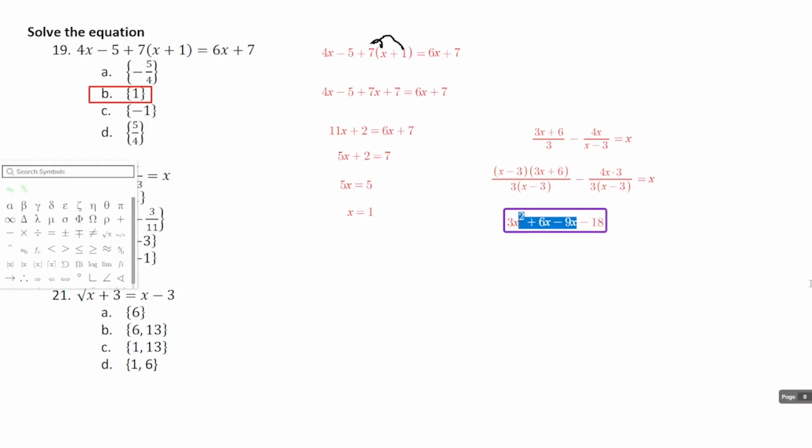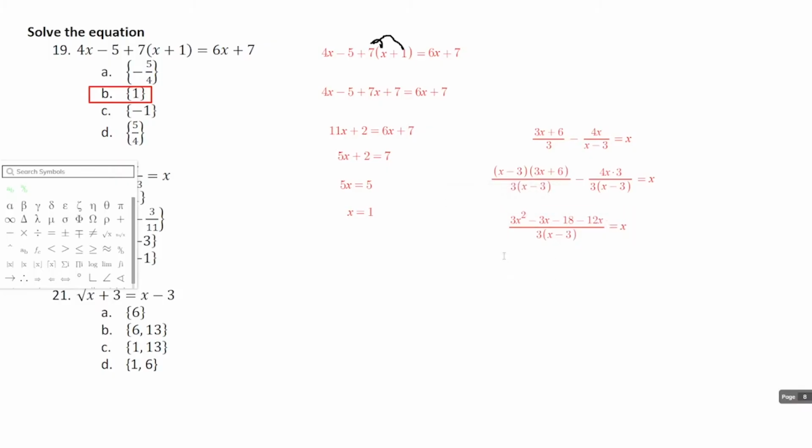6x minus 9x is going to be negative 3x. So this is the numerator of that first fraction. And then I'm going to subtract the numerator of the second fraction. 4 times 3 is 12, so just to simplify things, I'm going to write it as 12x. And then my denominator here, I'm just really not going to mess with it because there's a possibility that we're going to get x minus 3 as a factor, and then if I multiply it together, I won't necessarily catch that I can cancel that factor out.